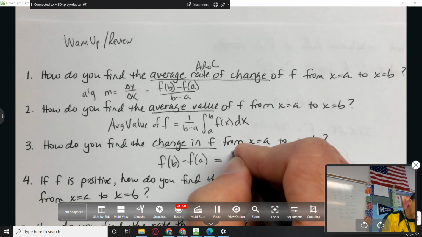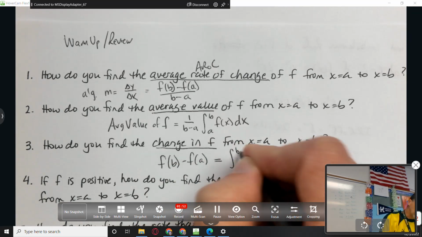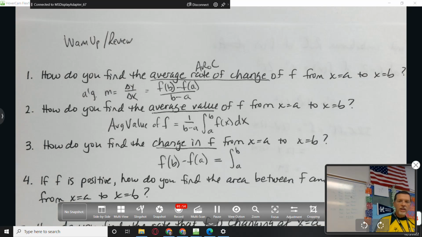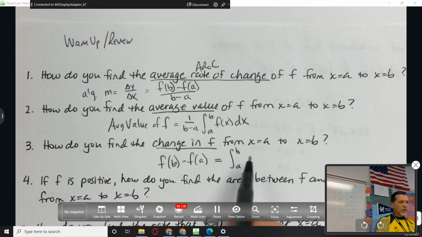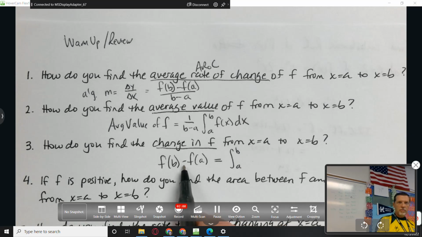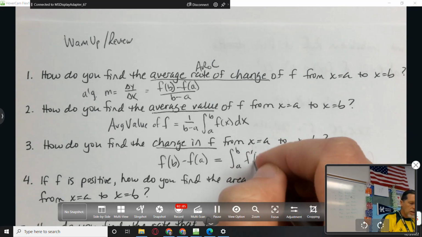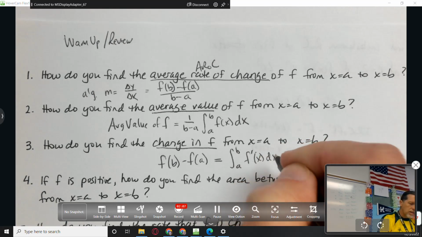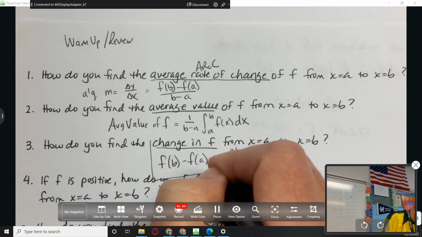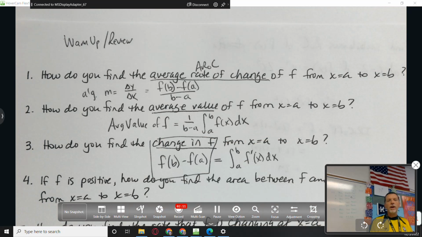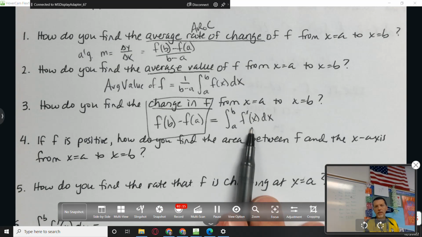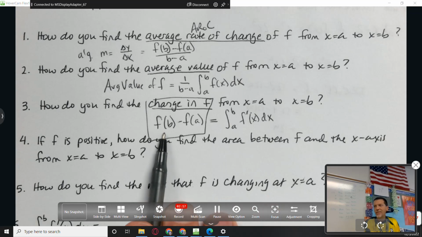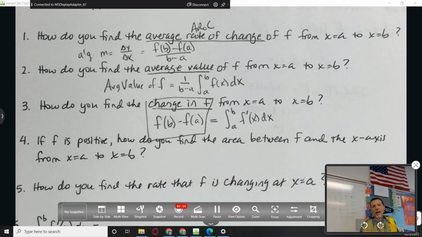How we might find that is the integral from a to b, the antiderivative, but the antiderivative of what would get me back to f? F prime. So the answer to the question is f of b minus f of a. One way we might find it is the antiderivative. The other way we might find it is if we had f, we would just plug in b and plug in a.